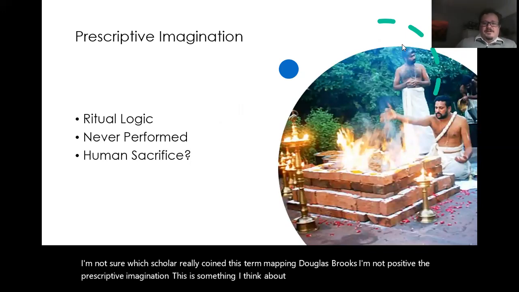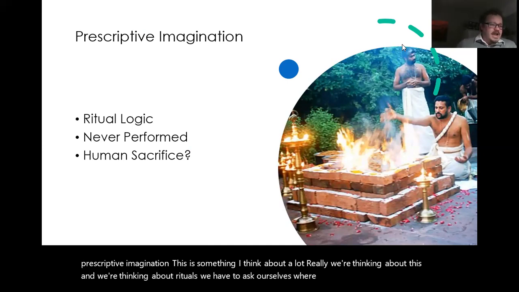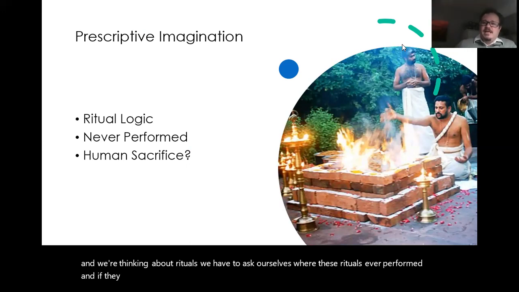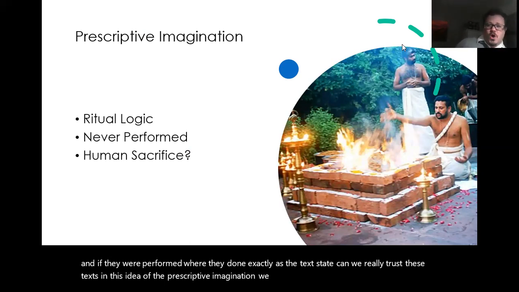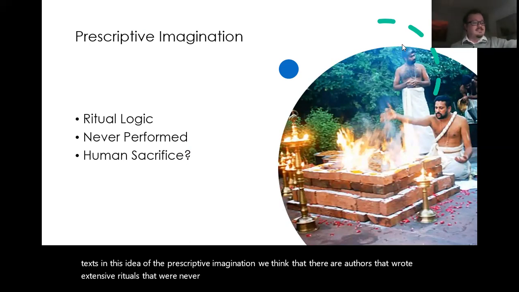Really, when we're thinking about rituals, we have to ask ourselves, were these rituals ever performed? And if they were performed, were they done exactly as the texts state? Can we really trust these texts? In this idea of the prescriptive imagination, we think that there are authors that wrote extensive rituals that were never performed and may never have been intended to be performed.